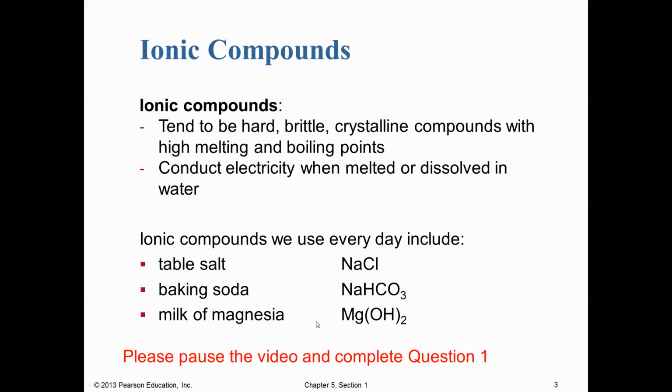Ionic compounds, on the other hand, have very different properties. These tend to be very hard, brittle, crystalline solids at room temperature, and they have very high melting and boiling points when compared to their covalent cousins. If we melt these ionic compounds or dissolve them in water, they end up conducting electricity. We have some examples right here: sodium chloride, sodium bicarbonate, which is baking soda, and magnesium hydroxide. Notice that these ionic compounds generally contain metals.